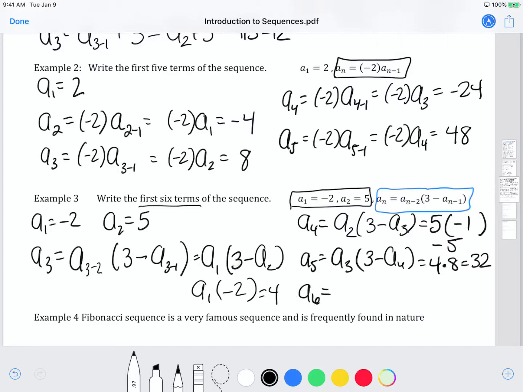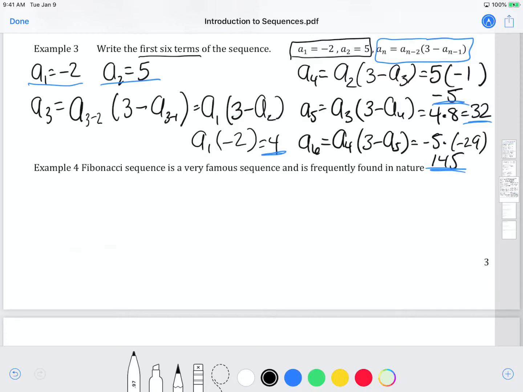Last one, A6. I'm going to plug in 6 for n, so I have a, 6 minus 2, which is a4, times 3 minus a, 6 minus 1, which is a5. A4 we said was -5. A5 we said was 32. So I'm going to have 3 minus 32 on the inside of the parentheses, which is -29. And when I take -29 times -5, that's going to give me a positive 145.